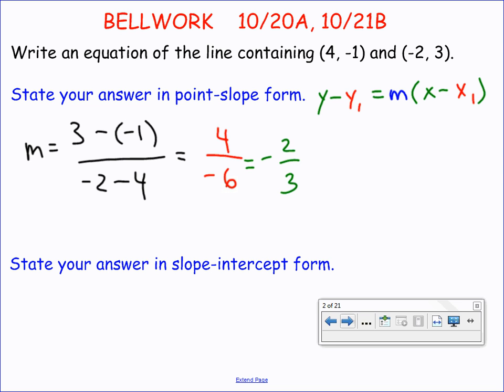Please raise your hand if you already had negative 2/3 for the slope. Negative 2/3? Great! So we'll simply plug that in for m right here and write my answer in point-slope form. So here we go. Y minus a negative 1 would be y plus 1 equals negative 2/3 times quantity x minus 4, if I chose to use that point. I could have chosen to use negative 2 comma 3, in which case my answer would be y minus 3 equals negative 2/3 times quantity x plus 2, right? Because we're subtracting, we have to watch our sign. Awesome.